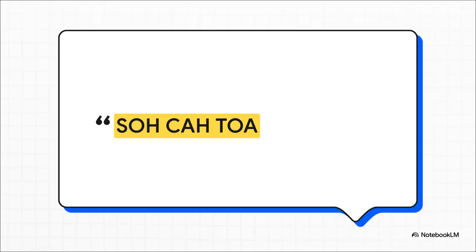So how on earth are you supposed to remember all that? Well, with one of the most famous little memory tricks in all of math, SOH-CAH-TOA. Sine is opposite over hypotenuse, SOH. Cosine is adjacent over hypotenuse, CAH. And tangent is opposite over adjacent, TOA. SOH-CAH-TOA. Just say it a few times. That little phrase is your key to unlocking everything.